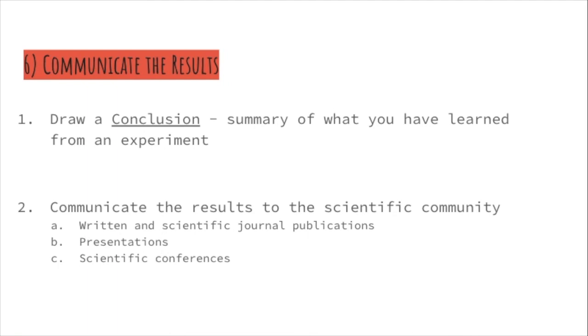By communicating research results with colleagues, we allow ourselves to receive credit for doing the work, connect with others doing similar work, thereby leading to new collaborations, and establish our results within the scientific knowledge that future research will be built upon. There are several ways that scientists communicate results, including written scientific journal publications, giving presentations to our colleagues and the public, or scientific conferences.